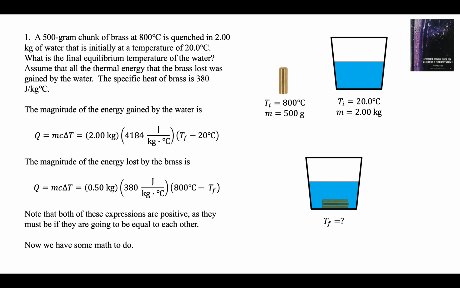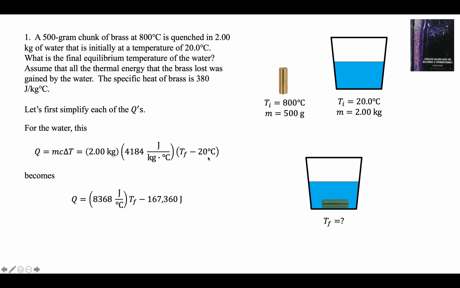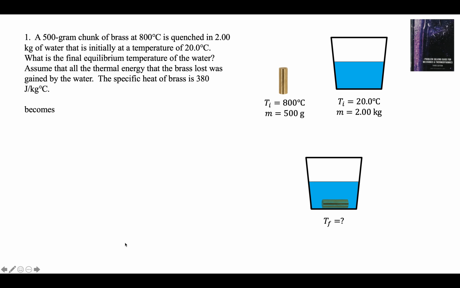So now we just have math to do. The first thing we're going to do is multiply through these two numbers. For water, that's what we started with. Now we're going to multiply it through, and then we're going to have two numbers: a number with a T final in it, and then some number of joules. So 2 times 4,184 times 20 degrees Celsius is minus 167,360 joules. And there's our variable, that's 2 times that. For brass, we're going to multiply through the half times the 380, which is 190. So that becomes this. And now we can set them equal.